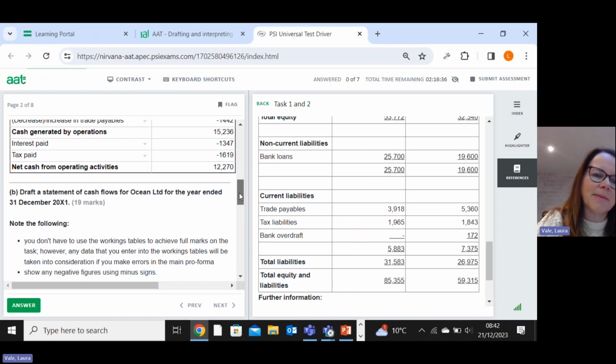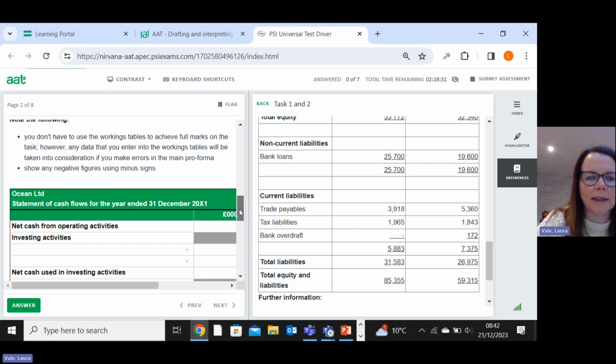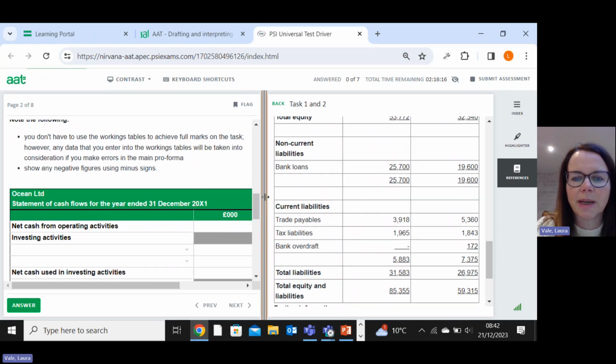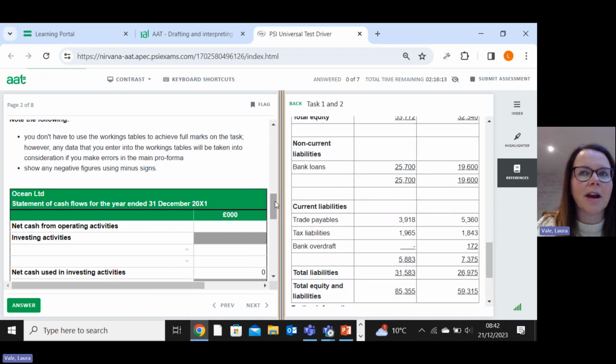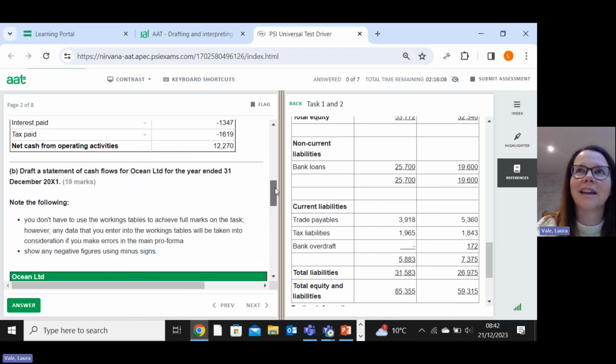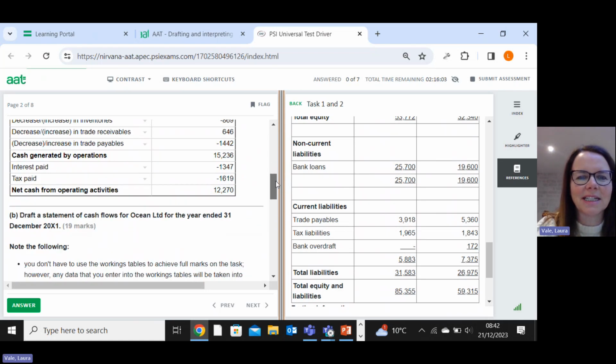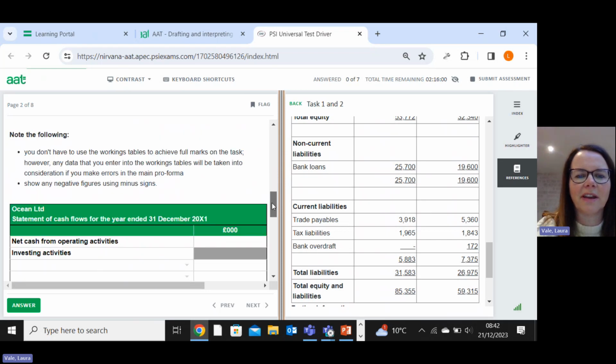We then have to draft a statement of cash flows for Ocean Limited for the year ended December X1. It makes it clear in the instructions that you don't have to use the workings tables, but they will be taken into consideration if you do make errors. So therefore, it's a wise decision to use them. Just going to split this slightly differently. Right, so net cash from operating activities is 12,270.